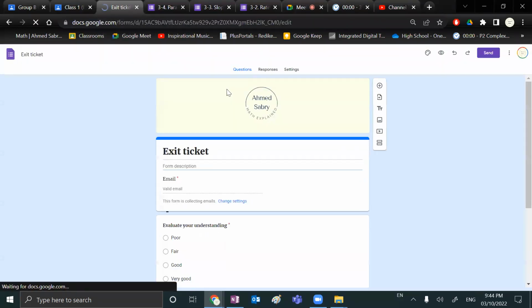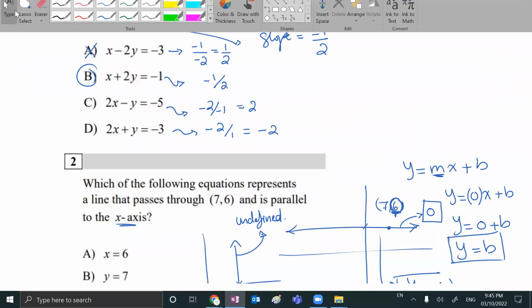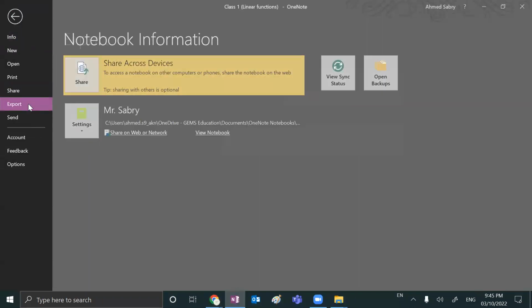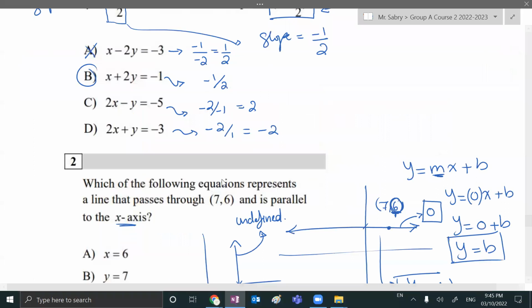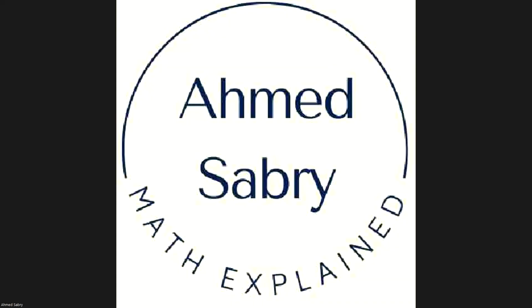Sir, in the notes, will you upload on Google Classroom? Yes. So every single class, I take these notes and upload them as a PDF on Google Classroom. The recording of the session is also uploaded on Google Classroom.